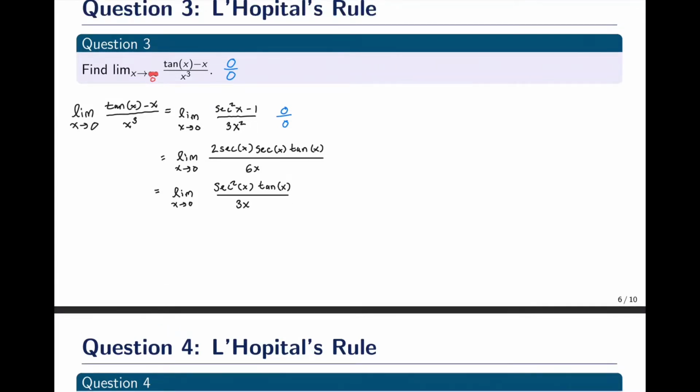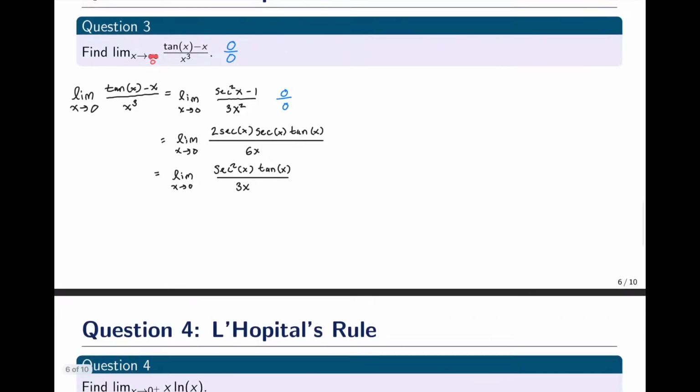The numerator looks a little bit hard to work with. I have a secant squared x times tangent x, and so it looks like I'm going to need to use the product rule. Instead, we can use some of our limit properties and limit rules to try and simplify this limit to make it as easy for us to calculate as possible. And so what we're going to do here is rewrite this using the multiplicative property for limits as the limit as x goes to 0 of secant squared of x over 3 times the limit as x goes to 0 of tangent x over x.